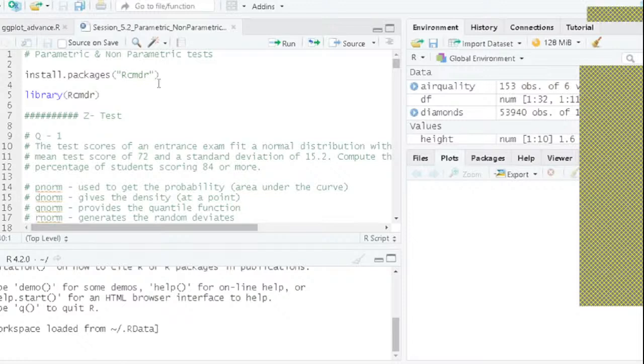Okay, before you start, I want you to download this package called R Commander. R is capital, and CMDR, R Commander. Download and install this package. Don't activate it. We'll use it in some time. Not for Z test. Okay? We'll use this in some time.